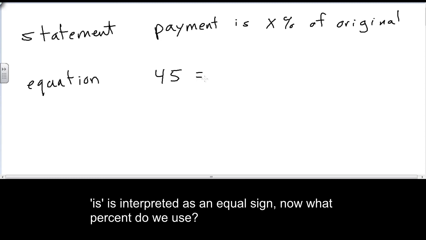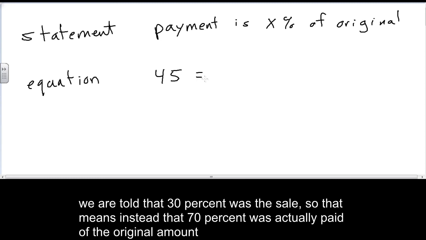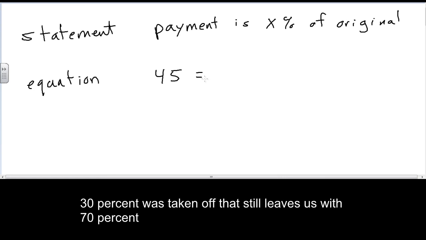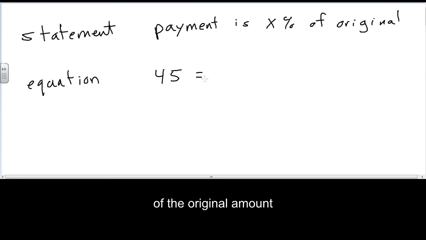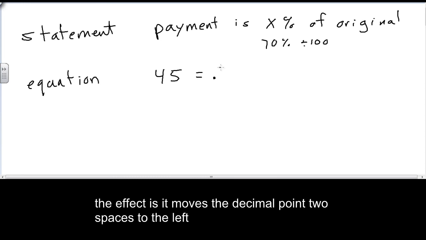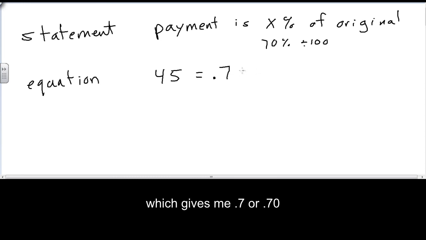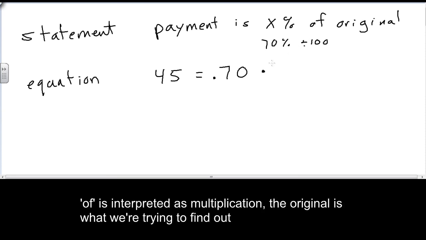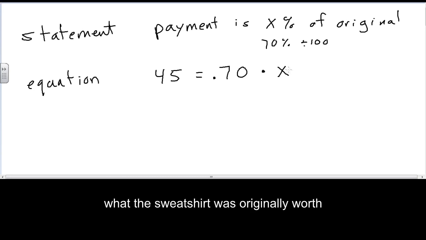Now what percent do we use? We are told that 30% was the sale. So that means instead that 70% was actually paid of the original amount. 30% was taken off. That still leaves us with 70% of the original amount. So I change it to a decimal by dividing by 100. The effect is it moves the decimal point 2 spaces to the left, which gives me 0.7 or 0.70. Of is interpreted as multiplication. The original is what we are trying to find out, what the sweatshirt was originally worth.